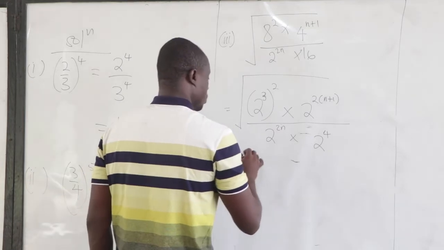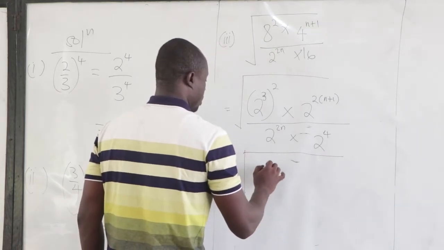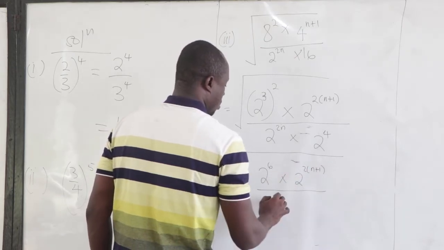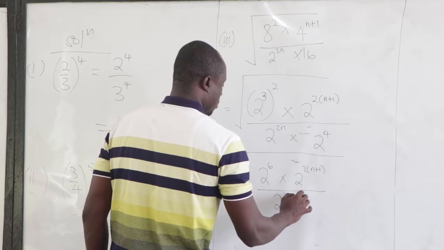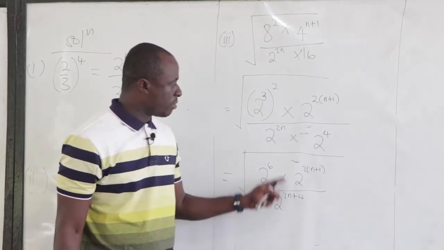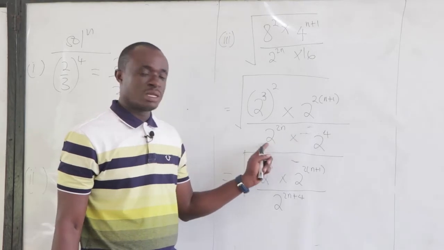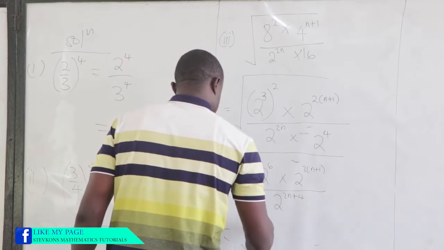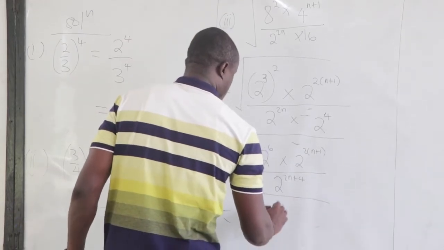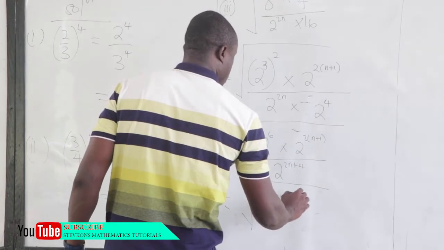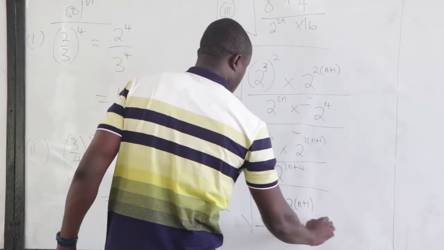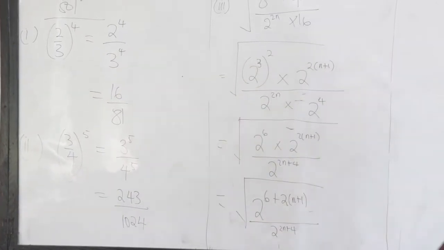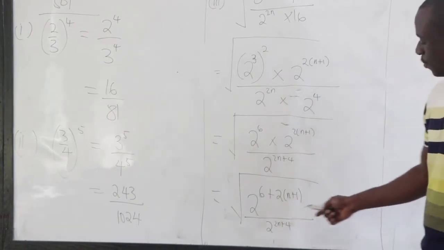Now this is equal to 2 to the power 6 times 2 to the power 2n plus 2 all over 2 to the power 2n plus 4. Why plus 4? Because when you are multiplying the exponents, the bases are the same, so you can add the exponents. Now this is the same as 2 to the power 6 plus 2n plus 2 all over 2 to the power 2n plus 4. Now let's see, we are multiplying.